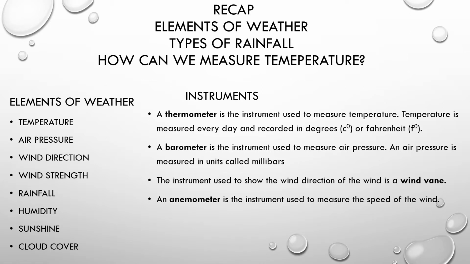The elements of weather which we studied in this chapter are temperature, air pressure, wind and rainfall. If we list the elements of weather, we have temperature, air pressure, wind direction, wind strength, rainfall, humidity, sunshine and cloud cover. The instruments which we use to measure these elements are the thermometer, barometer, wind vane and anemometer. To measure the temperature we use a thermometer, to measure the air pressure we use a barometer, and to measure wind speed we use an anemometer.